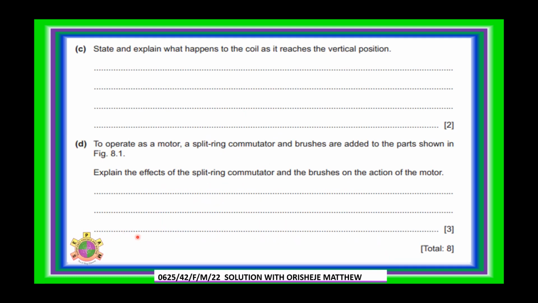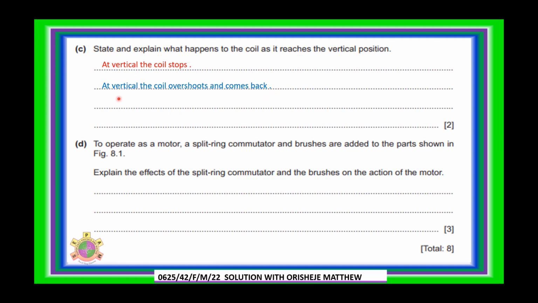Flux cutting the coil. And then at vertical, the coil overshoots and comes back. So when the coil approaches vertical, the turning effect decreases. Then at vertical, the turning effect is 0. Then when it passes the vertical, the turning effect reverses. So these are the things that happen at the vertical position.